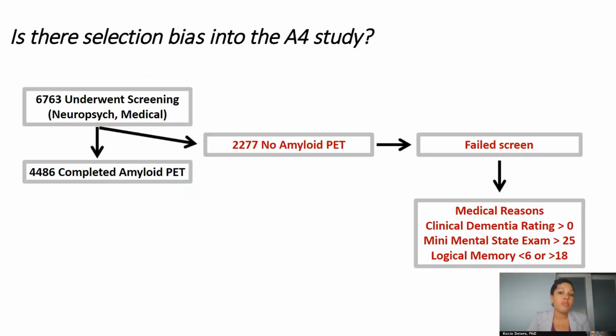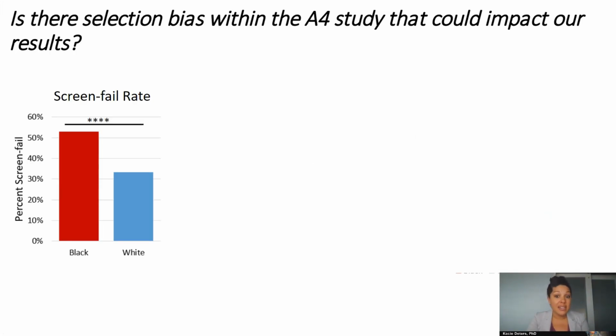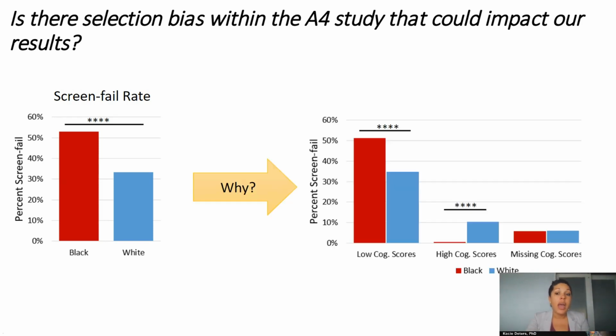And another thing that's really important, though, is looking at selection bias in these studies. Remember, I talked about earlier how the neuropsychological test was validated in white individuals. People who are Black have always performed at a lower, aka worse, level relative to white individuals. So could there be bias in who's actually getting into the study? And indeed, we see that Black individuals are more likely to screen fail and be kicked out of the A4 study. And why? Because Black individuals have too low of cognitive test scores.